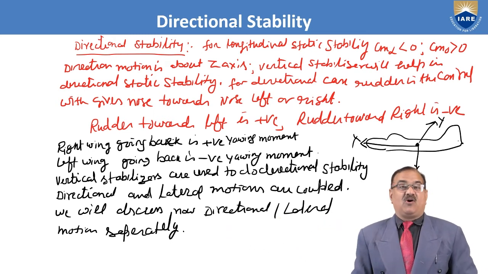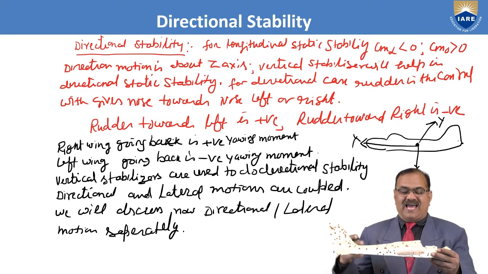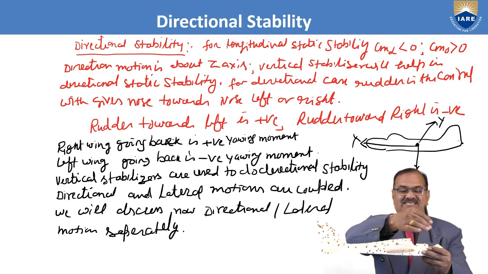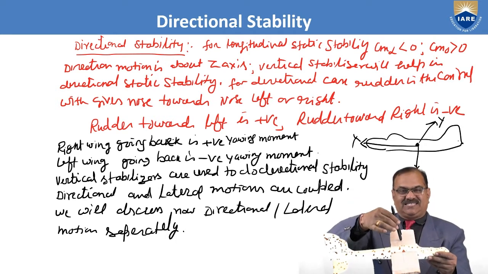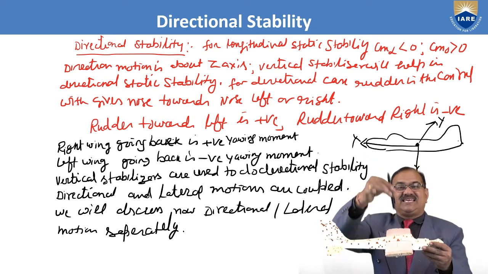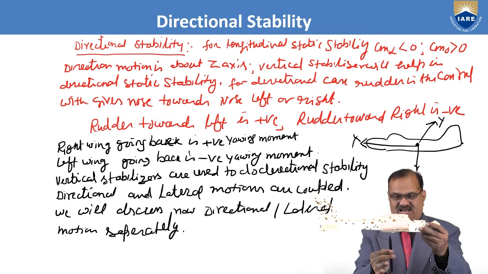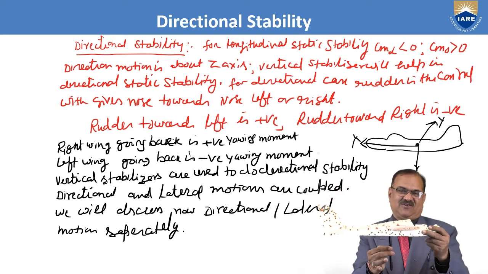But directional motion is happening about the z-axis. So what is the directional motion? This is the x-axis, this is the y-axis, and this is the z-axis. So these directional motions are happening with respect to the z-axis.